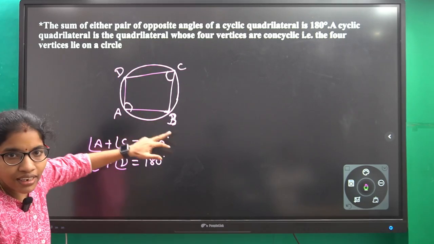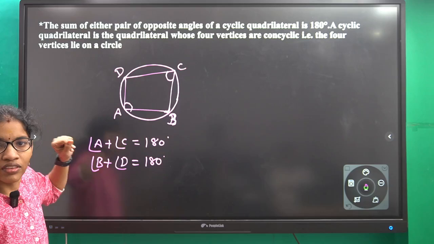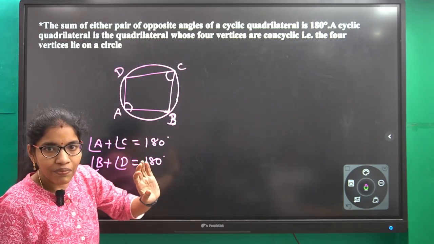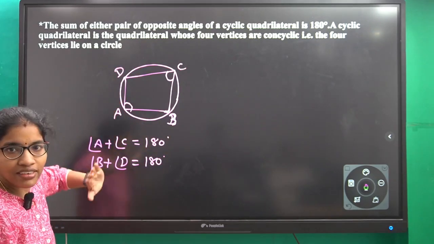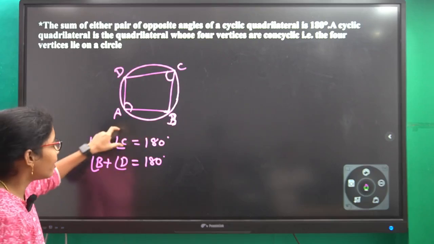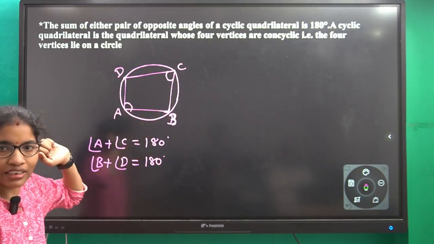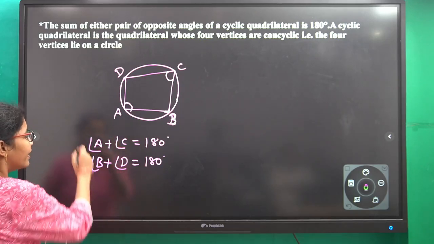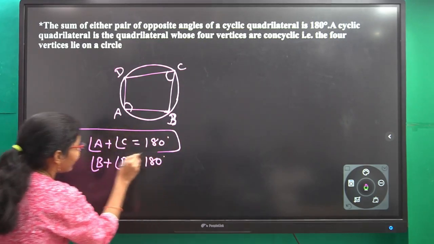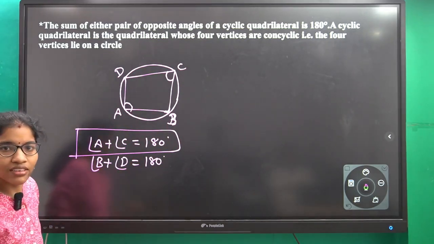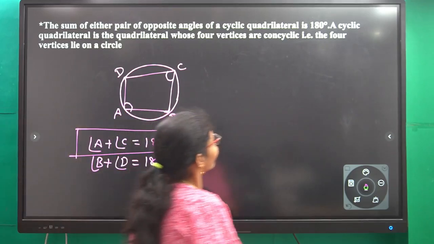If it is a parallelogram, what is the property? In a parallelogram, the consecutive angles are supplementary, right? But in a cyclic quadrilateral, the sum of the opposite angles is 180. Clear this property? This is a very important property. In a cyclic quadrilateral, the opposite angles always supplement each other. Clear this one?